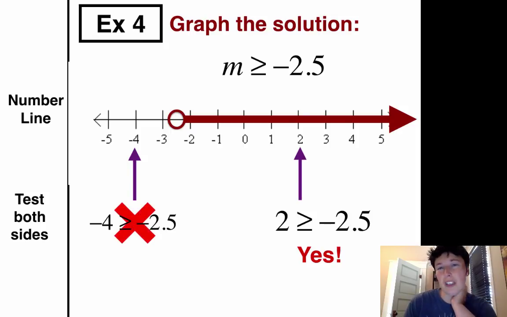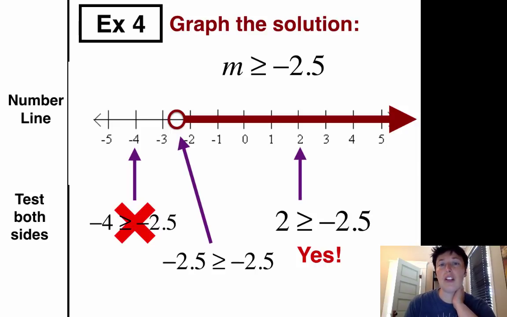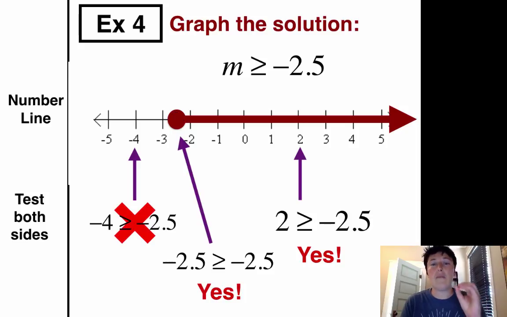But I'm not totally done. I need to test the point too. I need to see, is -2.5 greater than or equal to -2.5? And yeah, -2.5 is not greater than, but it is equal to -2.5. They are equal to each other. So I'm not leaving this graph empty this time like the last example. I'm filling it in. I'm going to make a nice, dark, solid hole on my number line. And that's going to be my solution. So if you've got that, yeah, it's equal and it works, then fill it in, make it dark. Unlike the last example, where I left it empty and made it an empty hole.